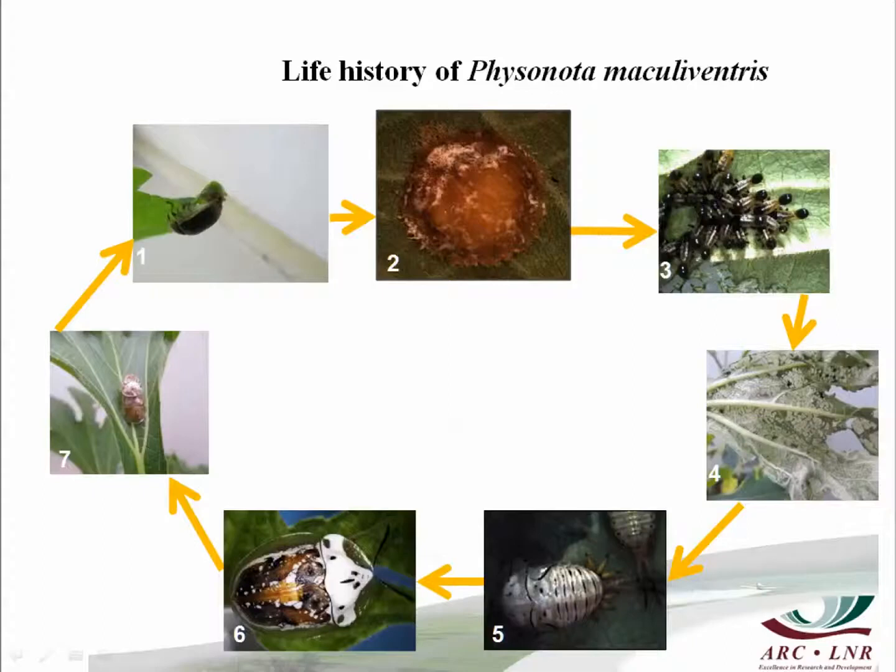The eggs are covered with a protective coat, which functions to protect the eggs against predators. It normally carries up to 30 eggs. And this is how the larvae damage the leaves of Tithonia diversifolia. This is how the pupa looks, and then the newly emerged adult. And when it approaches the reproductive stage, it turns golden brown.